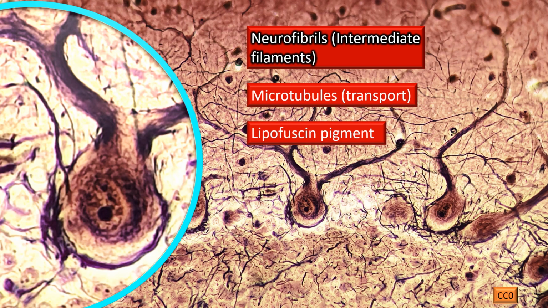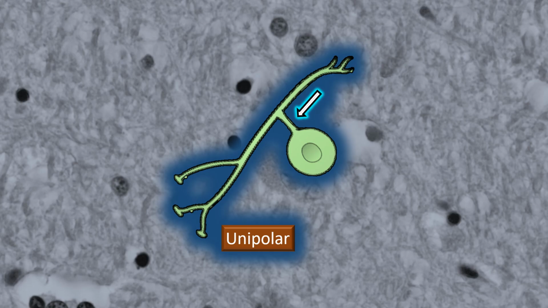Now, when you look at the different types of neurons, this is a unipolar neuron. The cell body is seen. There is a single process, and that's it. That process is both the axon and the dendrite.